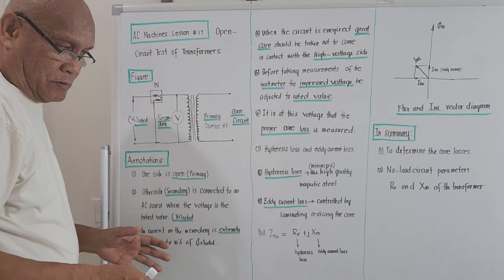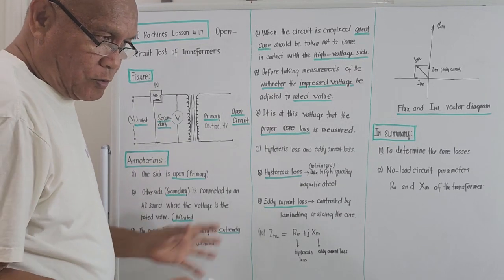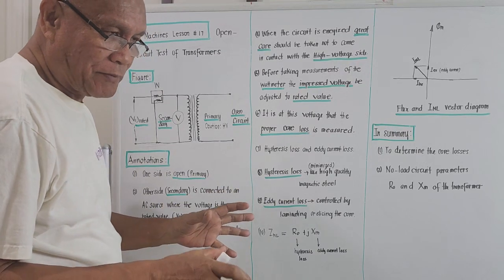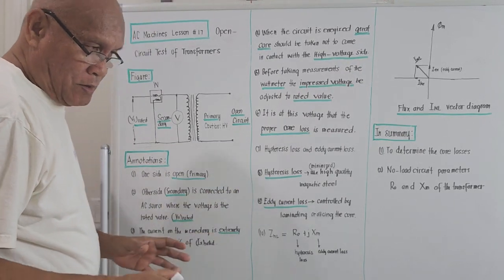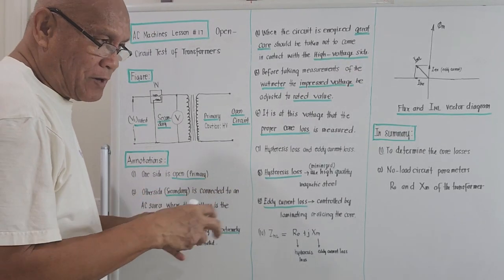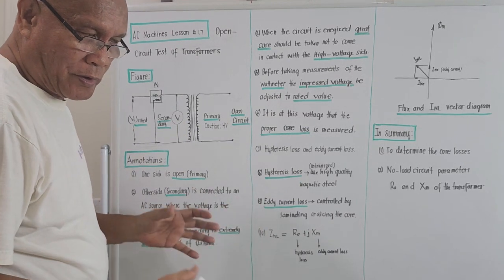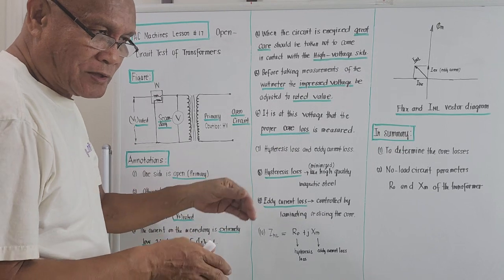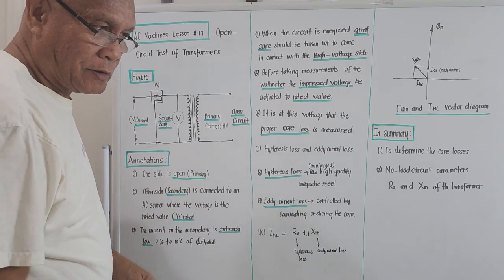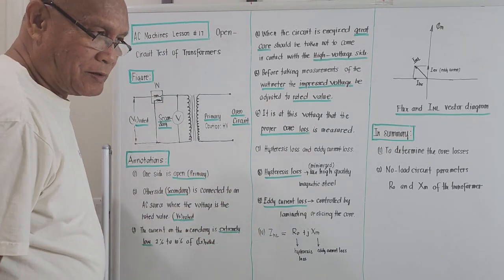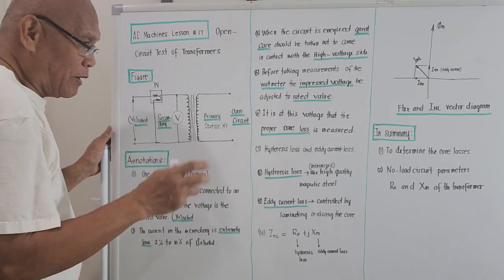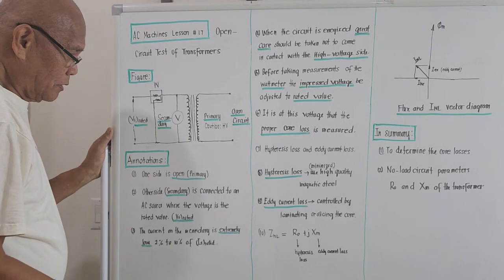We do this once in the laboratory. When I took up my engineering, we performed this in the laboratory. This test is actually a very dangerous one, because the primary side or the high side of the transformer is open. So just in case you touch it accidentally, you will be electrocuted. There is a danger in performing the open circuit test.